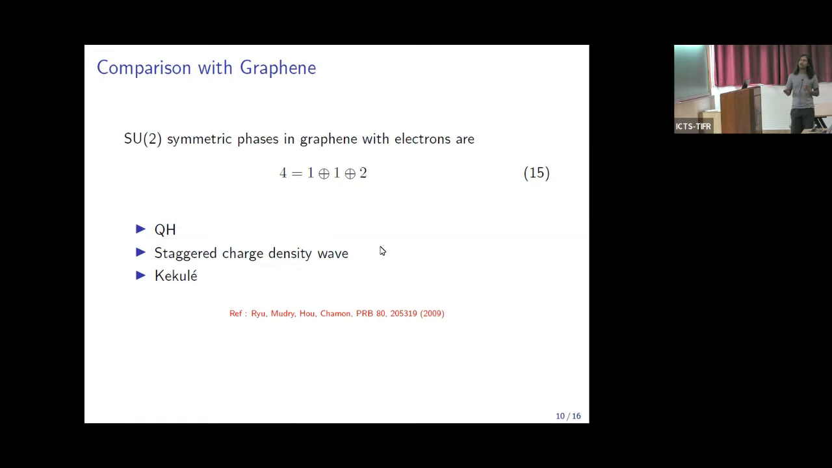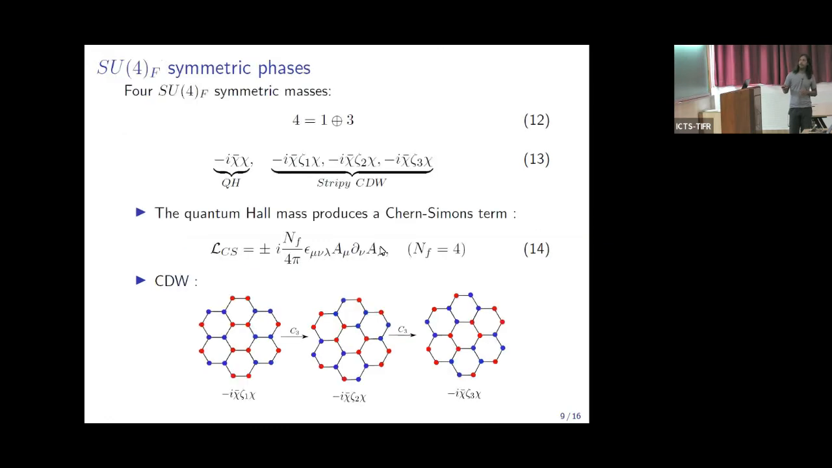One of the bilinears gives rise to a staggered charge density wave, where the charge densities on the A and B sublattices are opposite, and it is translation invariant. And there are 2 masses which are kind of bond density with a modulation. This is called the Kekulé mass. So this is really different from what we have in this model, and this appears precisely because the symmetry degrees of freedom are different and the symmetries are implemented differently.